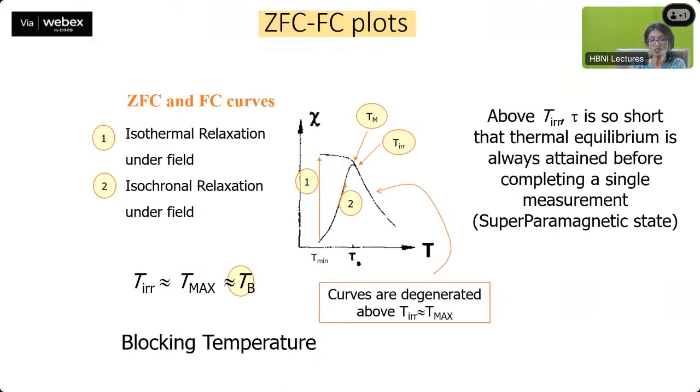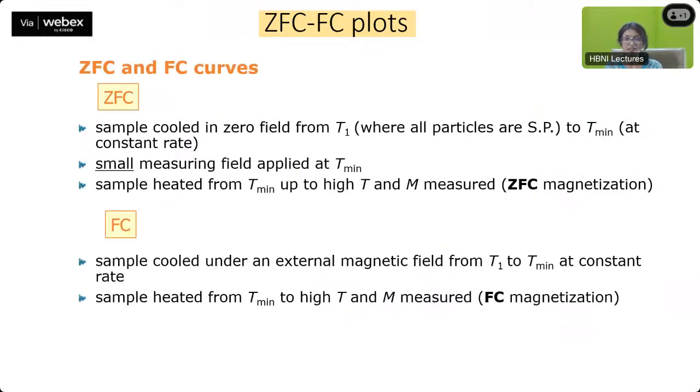So, ZFC and FC plots. Region 1 is known as the isothermal relaxation. Region 2 is known as the isochronal relaxation under field. And above T irreducible, this tau value is so short that thermal equilibrium is always attained before completing a single measurement. This is known as the superparamagnetic state. And this TB value, with T reversible and T max, is nothing but the blocking temperature. From here you get the temperature above which you will find this material to behave as superparamagnetic.